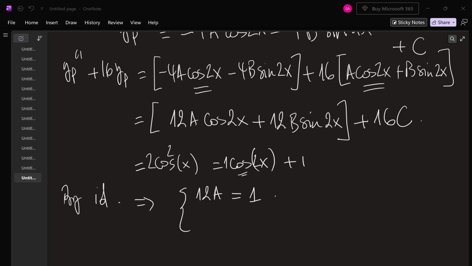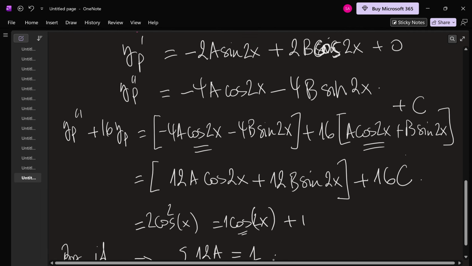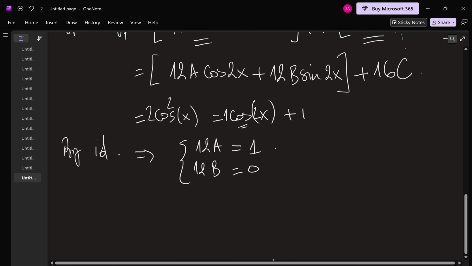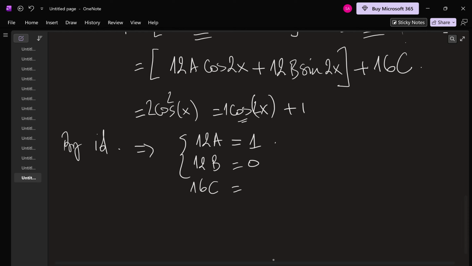So what do we put? So 12b, yes, 12b is equal to 0. Now what remains is 16c. 16c is equal to what? So a is equal to 1 over 12, b is equal to 0, and c is equal to 1 over 16.